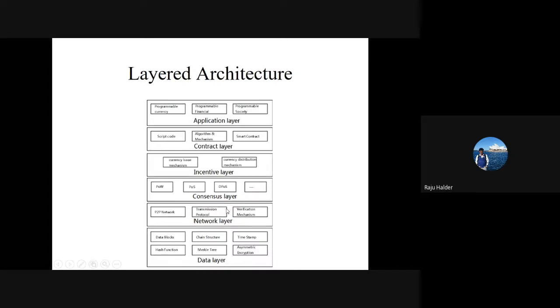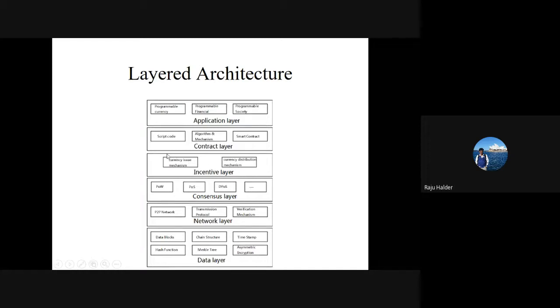So therefore, finally, I have 10 minutes more. You can find that this is the layered architecture: at the low level, you have the data layer where your actual blockchain copy will be. On top of that, you have the peer-to-peer network where all the participants are connected with each other. On top of that, you have the consensus layer. As I told, Bitcoin uses proof of work.